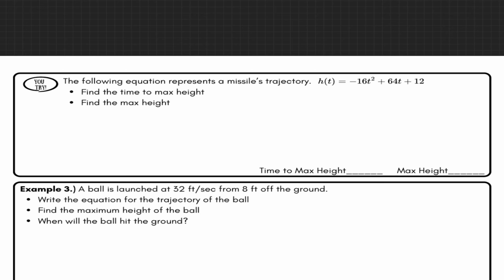All right. I hope you paused it and were able to solve it. Let's work through it together so you can check your work. It is similar to the last two problems that we just did. So we're going to be finding the vertex, right? It's going to be negative 64 over 2 times a, which is negative 16. So negative 64 over negative 32. This is going to result in a positive 2. So the time to the maximum height is 2 seconds.